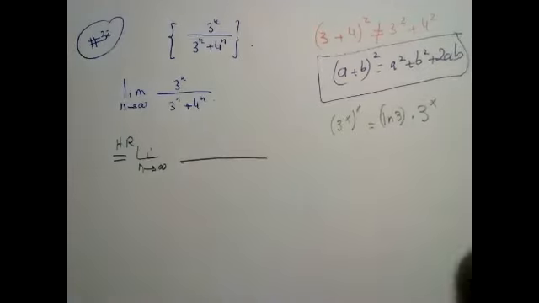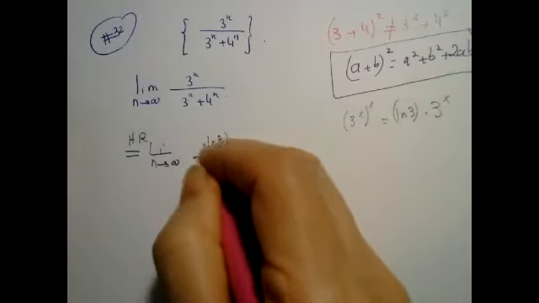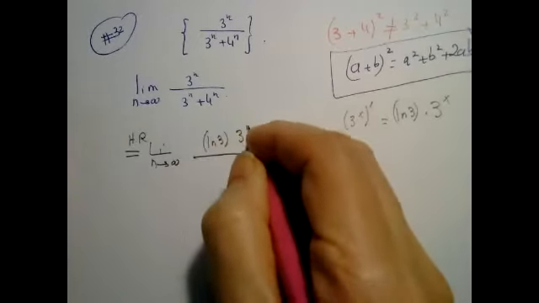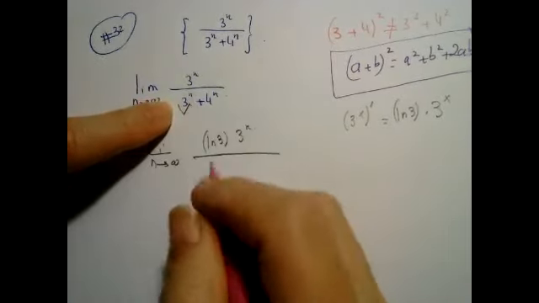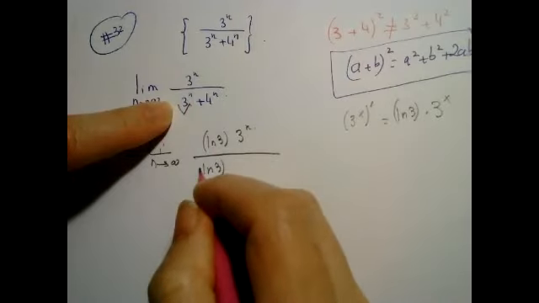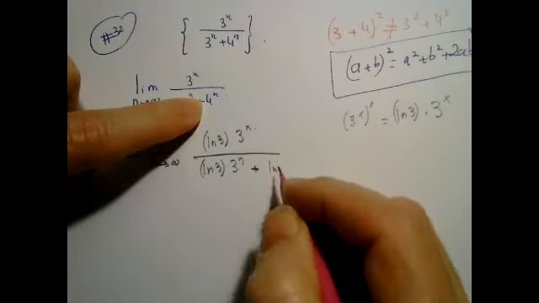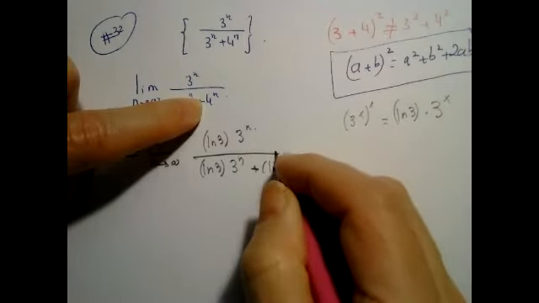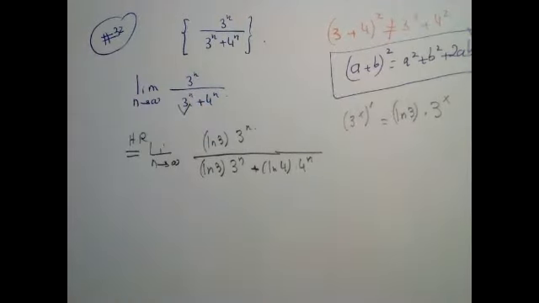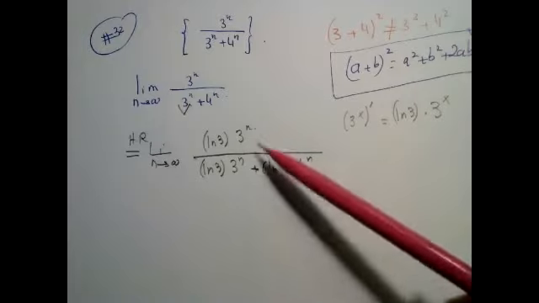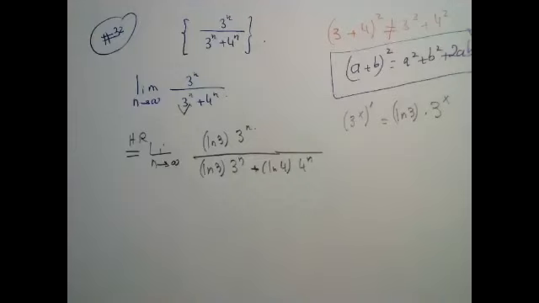Okay, let me try this. I don't know if it's going to work or not. Sometimes L'Hopital's rule goes around itself. So this is going to be ln 3 times 3 to the n, pretending it's x. Down here it would be the same, plus now the base is 4, so that's ln of 4 times 4 to the n. Now when n goes to infinity, I'm having the same issue: infinity over infinity.